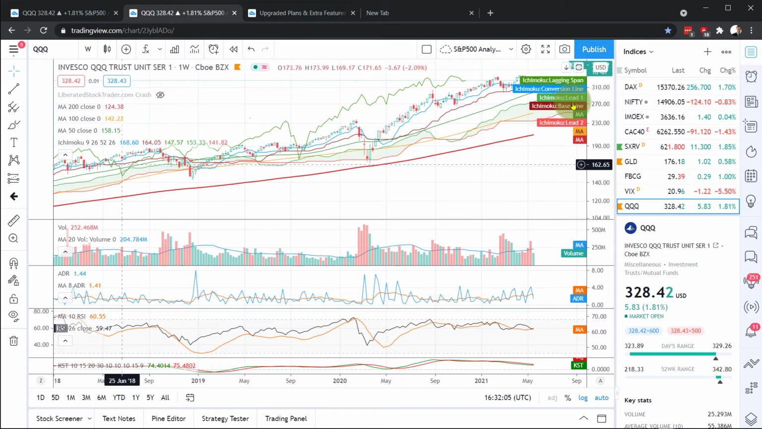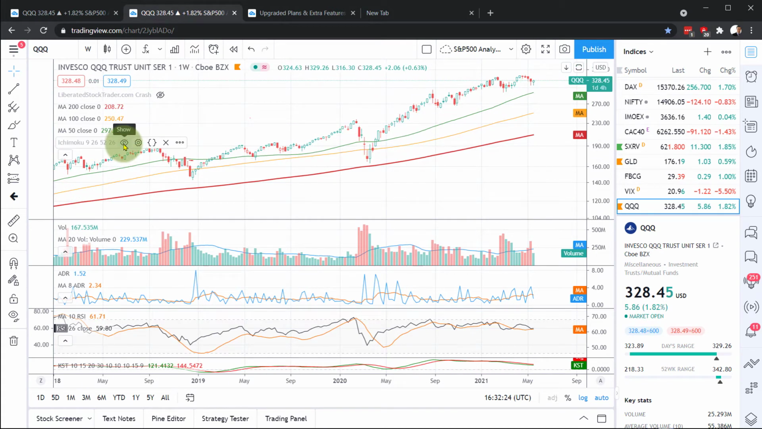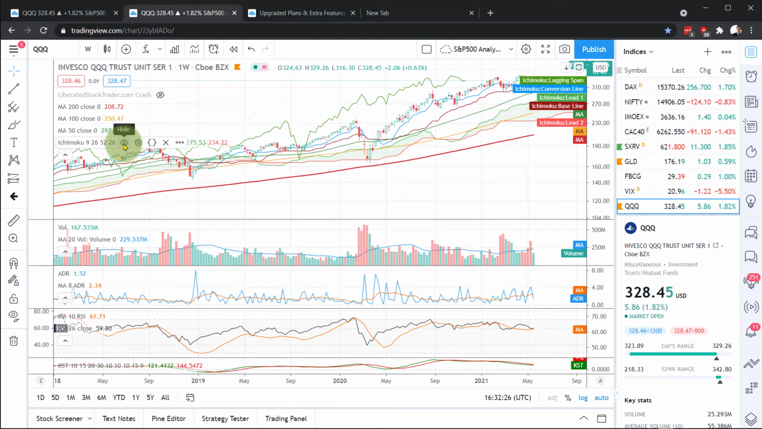And then we have the Ichimoku cloud, which is a fascinating Japanese approach to understanding the overall market direction using price and various mathematical indicators based on price. And I can easily disable this. I can hide it. You can see I can instantly, in a single click, enable or disable an indicator to give me this view that I want.